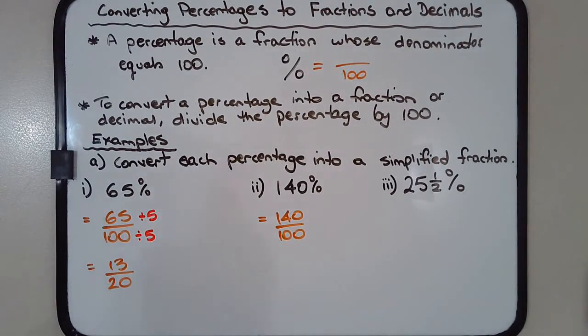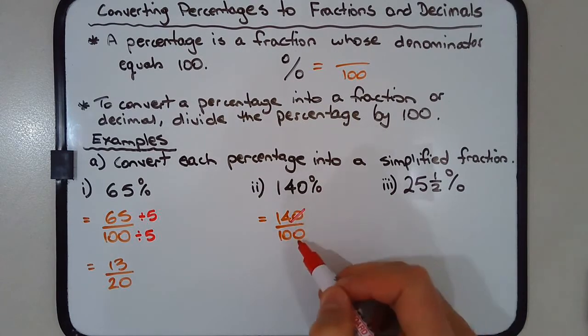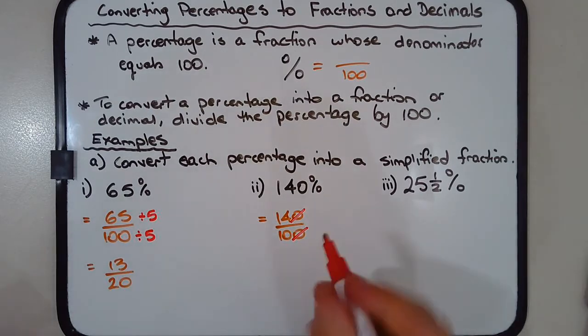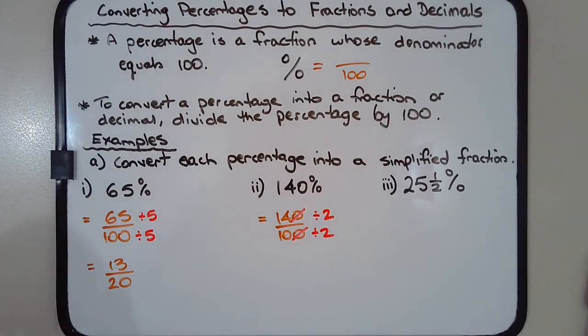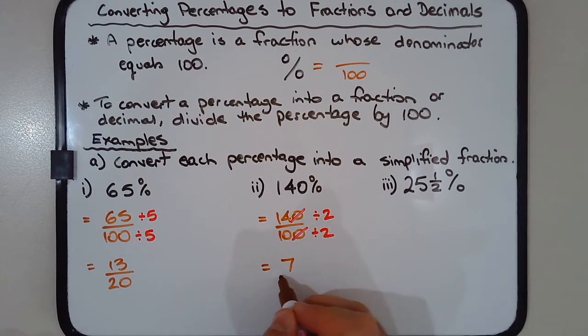Now the first thing to note is that both of the numbers, the numerator and the denominator, end in a 0. So we could in fact just cross off a 0 top and bottom. So that's 14 over 10. They're both even numbers, so we can divide the top by 2 and the bottom by 2. 14 divided by 2 is 7. 10 divided by 2 is 5. So that's an improper fraction.